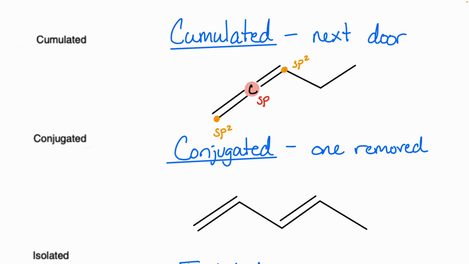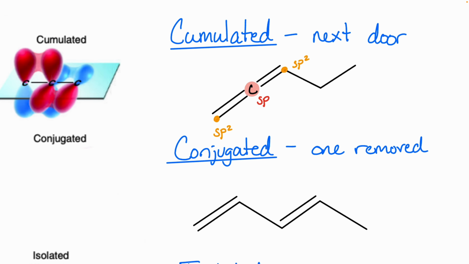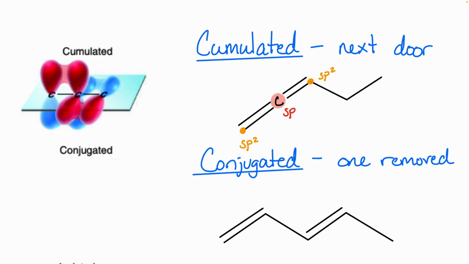But that one in the middle has two p orbitals that are involved in overlap. One overlapping to form this pi bond, the other one overlapping to form this pi bond. Importantly, if it's got two p orbitals forming pi bonds, they can't be in the same direction. They're going to have to be perpendicular to one another. So if we look at our pi bonds in our cumulated diene, what we would see is these perpendicular pi bonds.